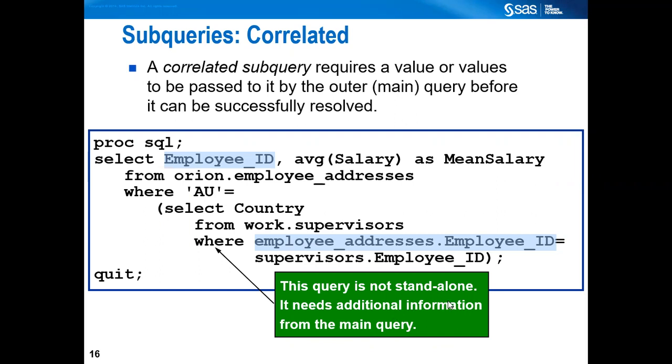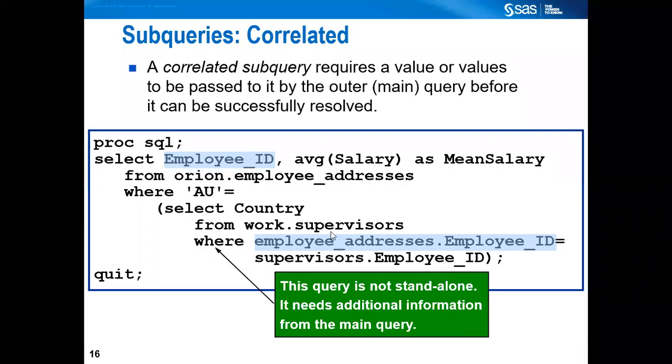So this query is not standalone. It needs additional information from your outer query. So where AU equal to. Ideally we write country is equal to AU, correct? But here it's written AU equal to, and you're selecting country from work.supervisors, where address.id is similar to supervisors.id. So you're selecting only the country values from these two tables where the IDs are common. Only those country values will be provided. So whether this value is true or false depends on this query, which is dependent on this AU. All right, so this is how it looks.